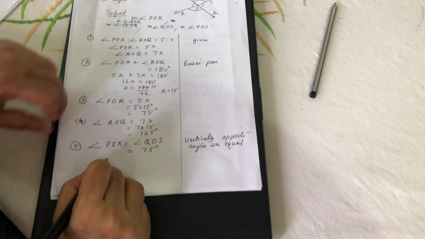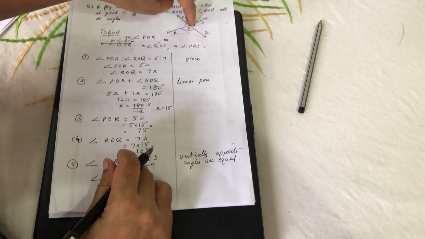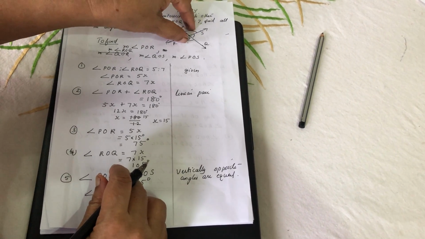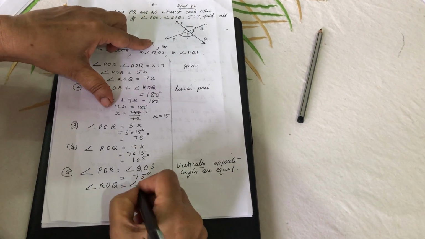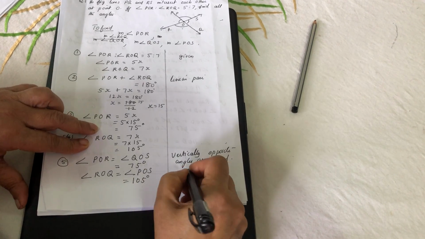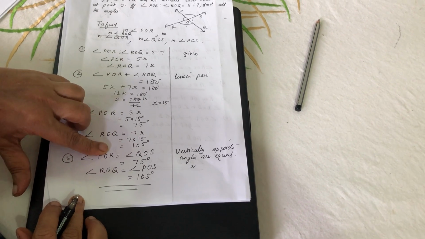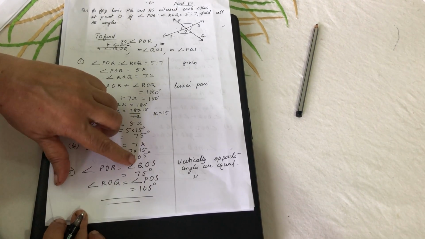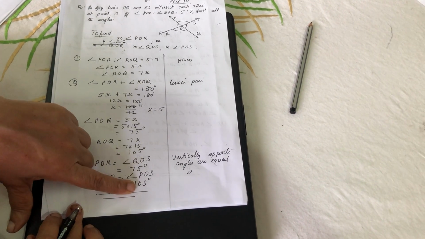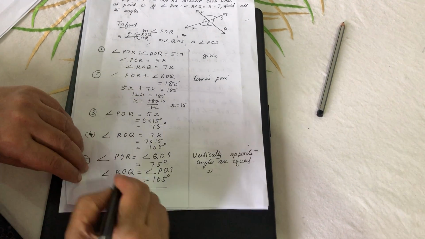The next one, you got ROQ. Which is the opposite angle here? POS. This is a vertically opposite angle. So angle POS equals 105 degrees. The reason is the same. So you got measure of POR equal to 75, measure of QOS equal to 75, measure of ROQ equal to 105, measure of angle POS equal to 105. So all the four angles you got.